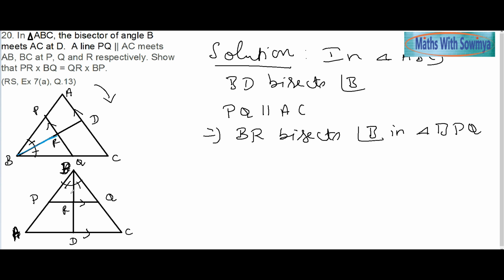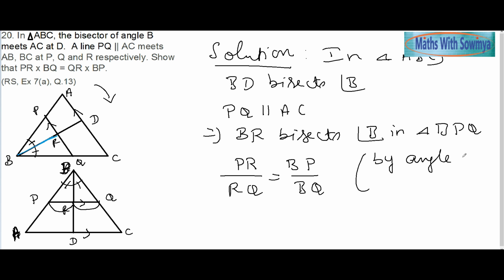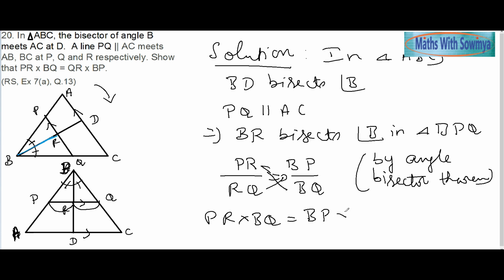So by angle bisector theorem, PR by RQ is equal to BP by BQ, this by this, by angle bisector theorem. Simple. What we need to prove is PR into BQ, cross multiply. PR into BQ is equal to BP into RQ or QR. Hence we have proved this small theorem by angle bisector theorem.